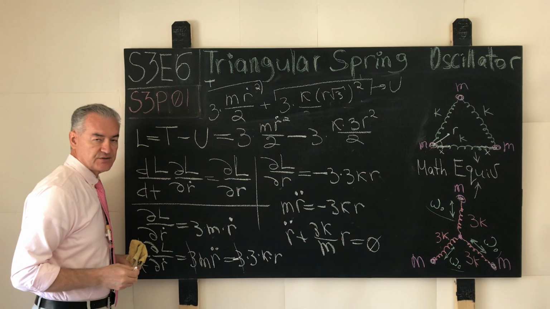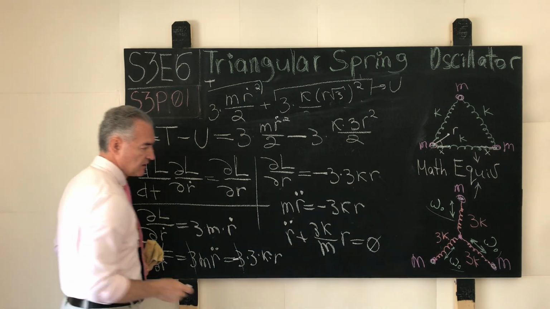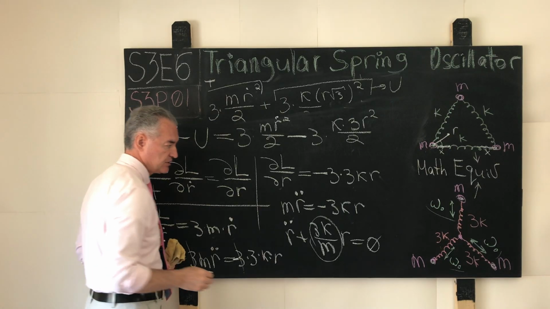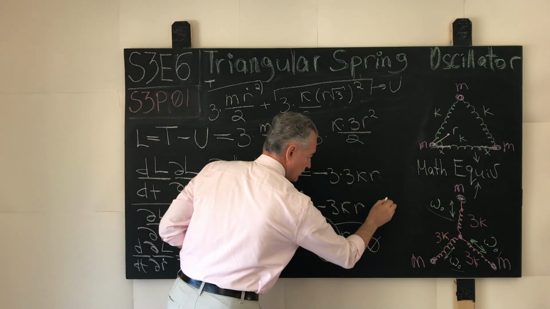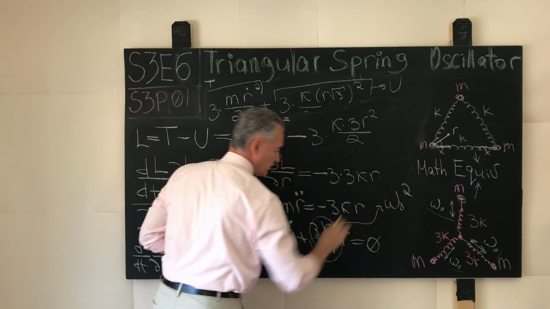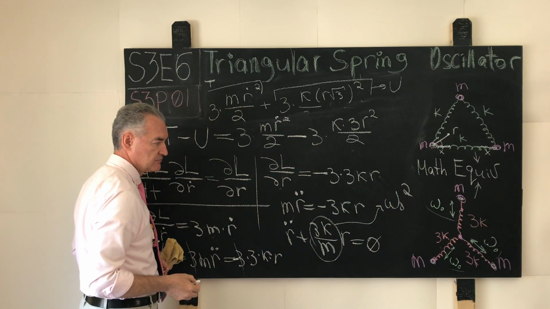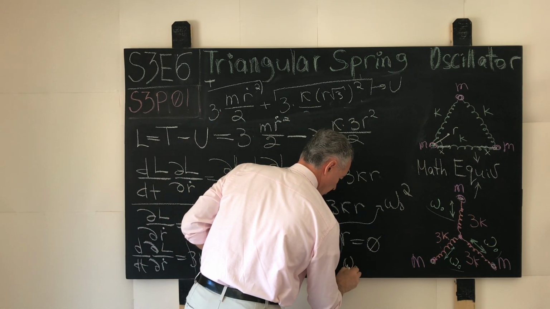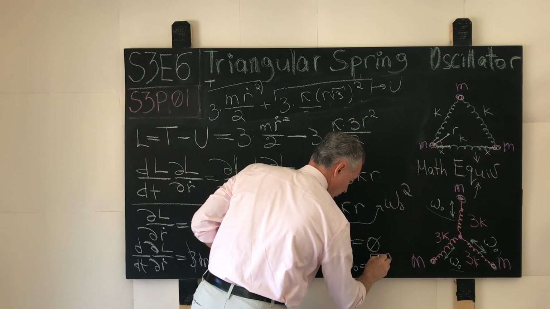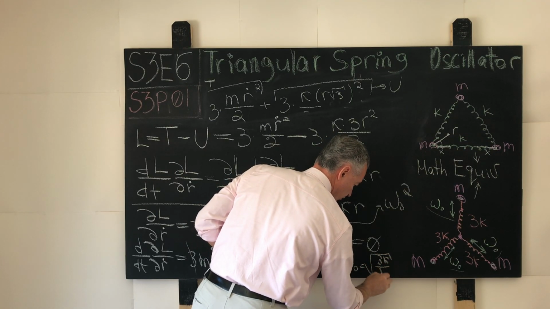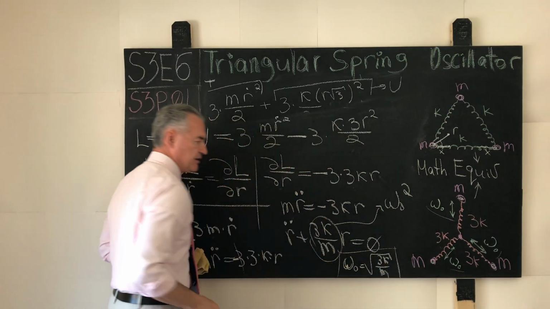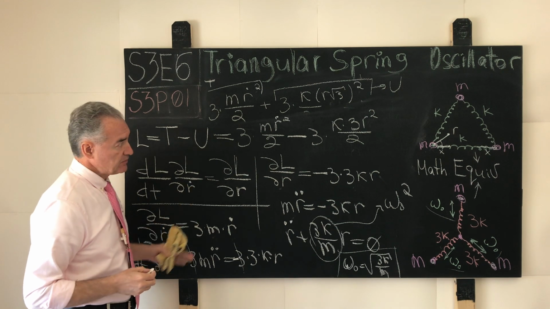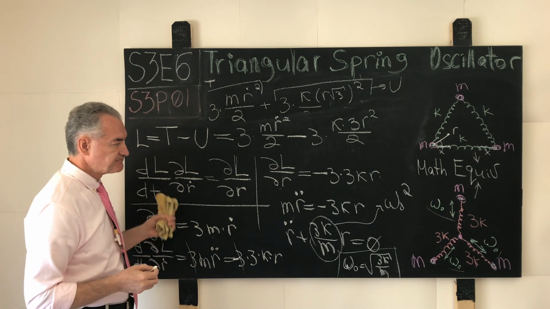This is even faster. This is way more straightforward. And what is this? This is the square of the cyclic frequency. This is omega 0 squared, and there we have it. The omega itself, let's be careful and write it down. Omega 0 equals square root of 3k over m. Again, exactly the same result as we obtained earlier, but we obtained it through higher brow physics.